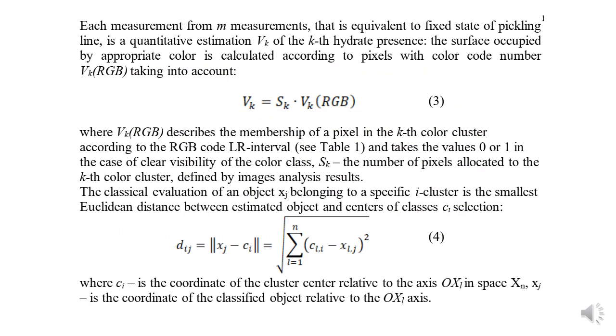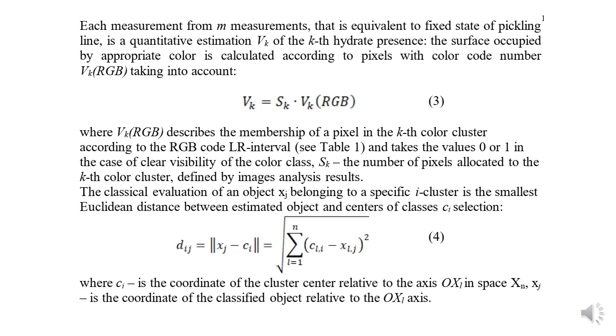The surface occupied by the appropriate color is calculated according to pixels with a color-coded number, taking into account equation 3, where V from RGB describes the membership of a pixel in the cave color cluster according to the RGB coded interval in accordance with table 1, and takes the values null or 1 in the case of clear visibility of the color class, as k is the number of pixels allocated to the cave color cluster defined by image analysis result.